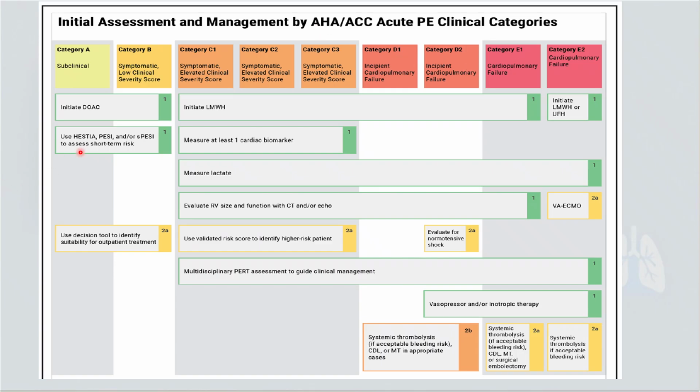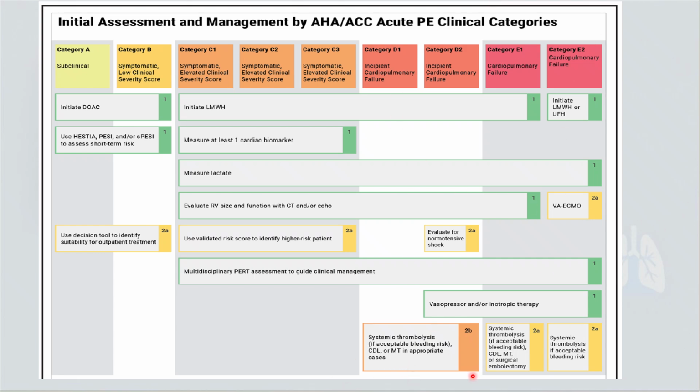This is one thing. Criteria remains the same. This we have already discussed. Patient in E2 category might need veno-arterial ECMO. Again, apart from this, they have further discussed about PERT, pulmonary embolism response team assessment, to guide the clinical management. Vasopressors and inotropic therapy might be needed in the D2 and E categories.